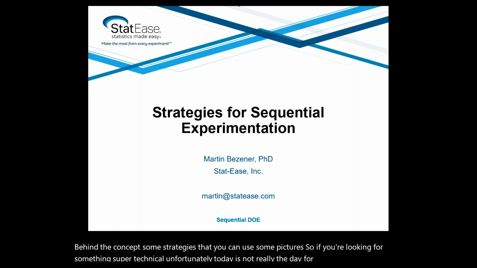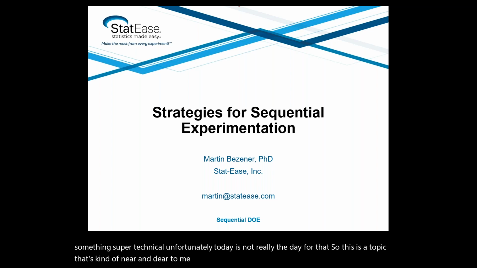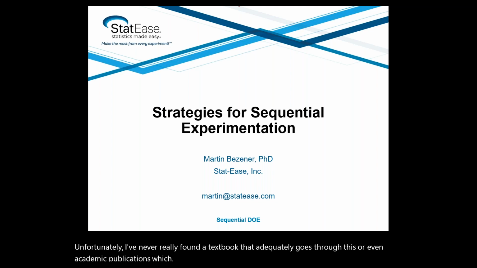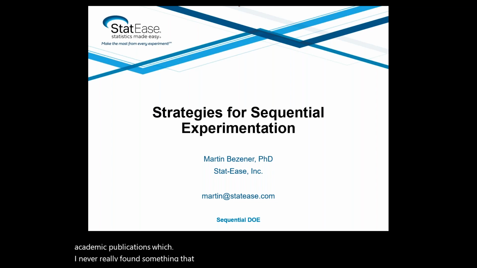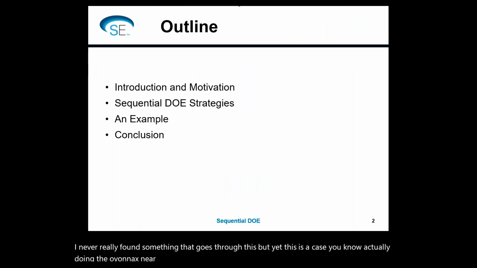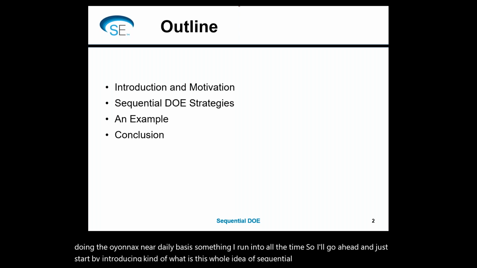This is a topic that's near and dear to me, because I think it's very important. I've used it a lot when I've consulted. Unfortunately, I've never really found a textbook that adequately goes through this, or even academic publications. Yet this is a case I run into all the time, doing DOE on a near daily basis. So I'll start by introducing what this whole idea of sequential experimentation is and why we care.